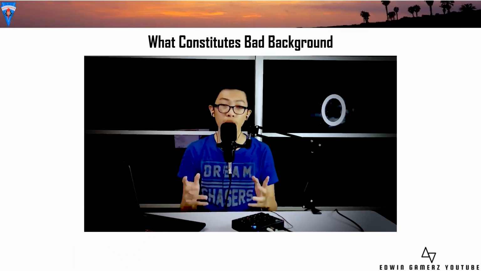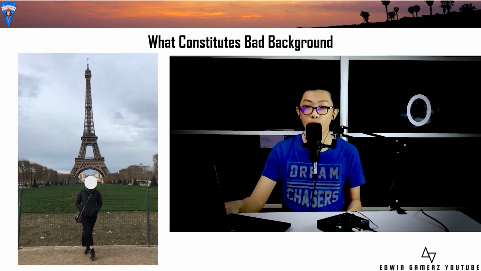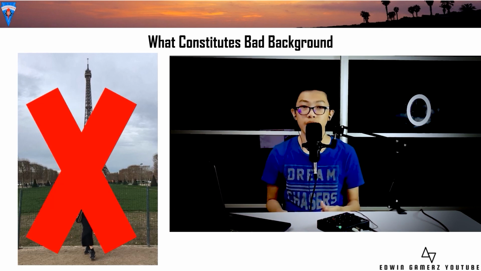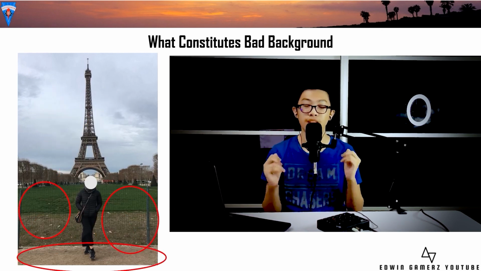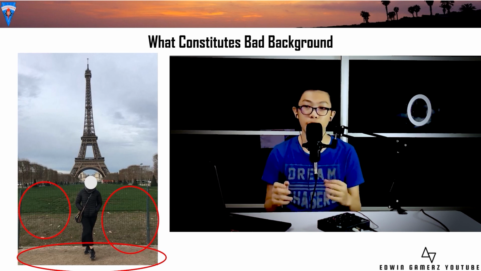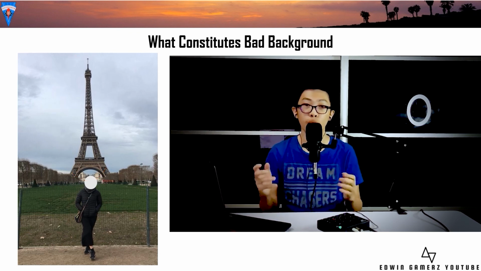So what constitutes a bad background? Let's look at this image. Well, we can clearly see that this image was not taken properly. Why? Because we have a distracting background. How distracting is it? Viewers will normally look at the farm first instead of the Paris Tower and the main subject. So what do we need to do?